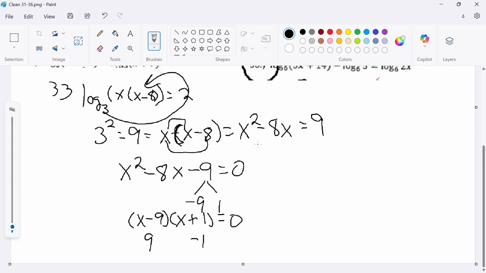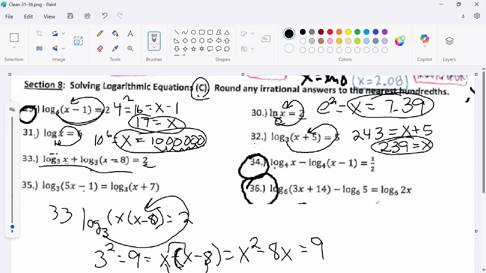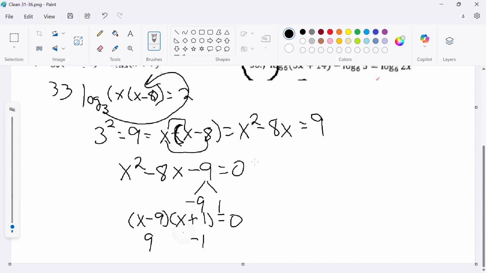But now I've got to check if those both work in the original equation. Here's the original equation. If I put a negative number, log base 3 of a negative number, that's undefined. Cannot take a log of 0 or a negative number. So the negative 1 does not work. The answer is 9. X equals 9.